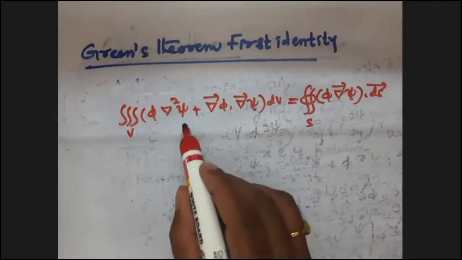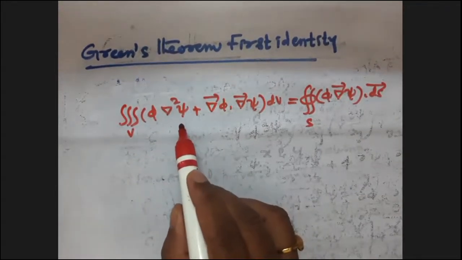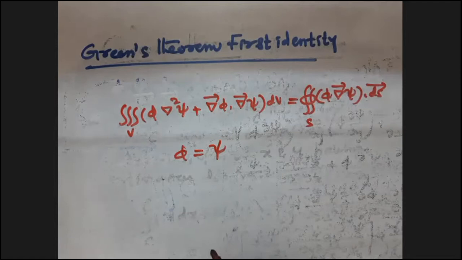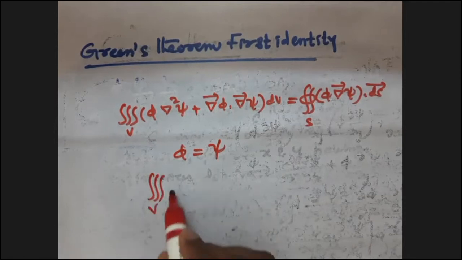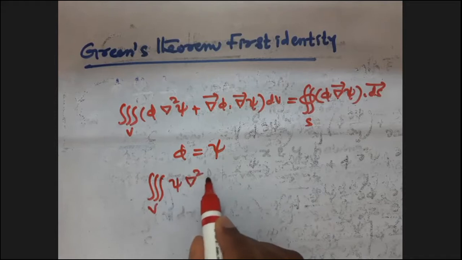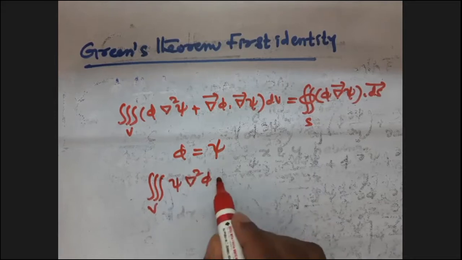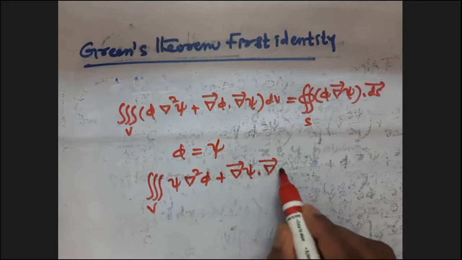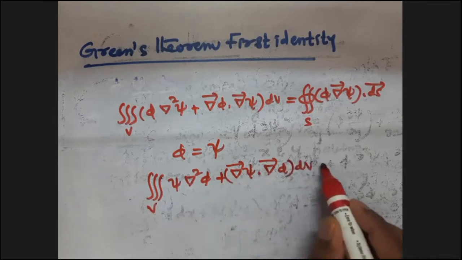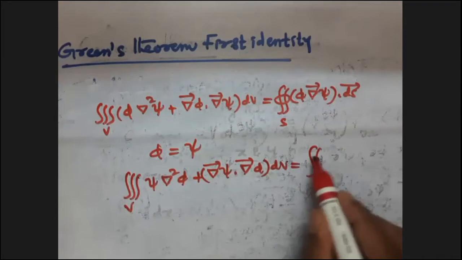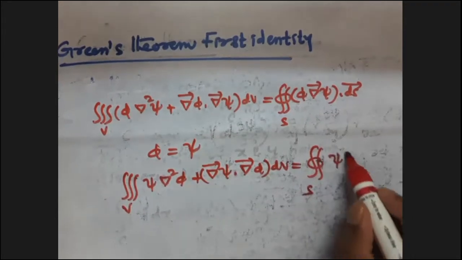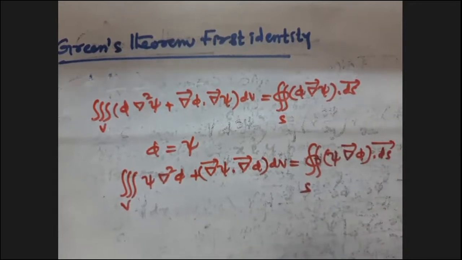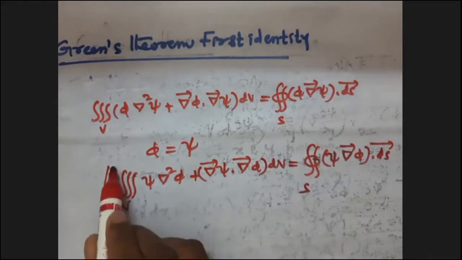In this, simply you replace psi by phi and phi by psi. Then you will get phi equal to psi. You write in the above expression: the volume integral of psi del square phi plus del psi dot del phi dV is equal to surface integral of psi del phi dot dS. This is Green's second identity.